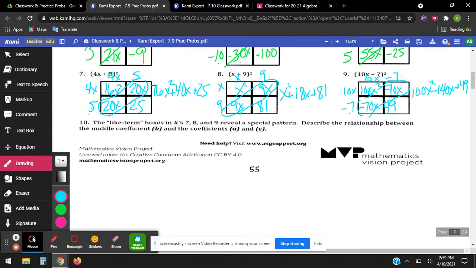Well, 4 is the square root of this. 5 is the square root of this. 4 times 5 is 20. That's twice as much as 20. Let's see if that works over here.